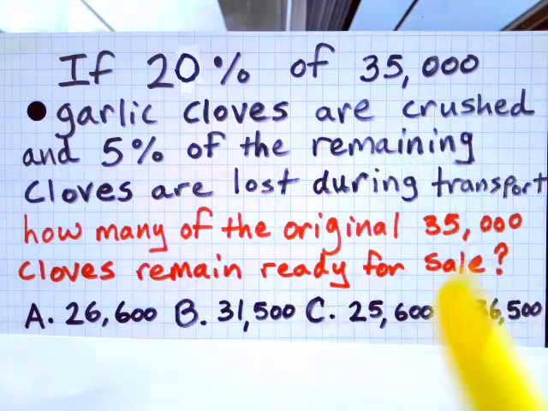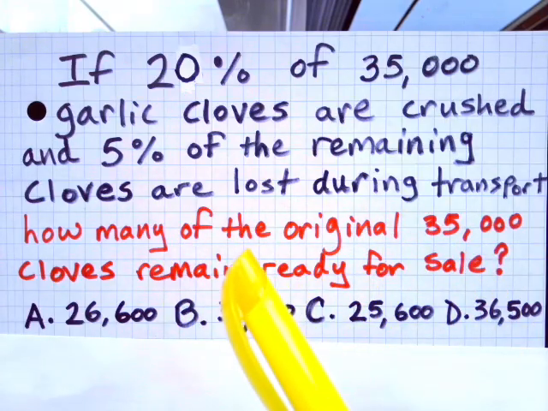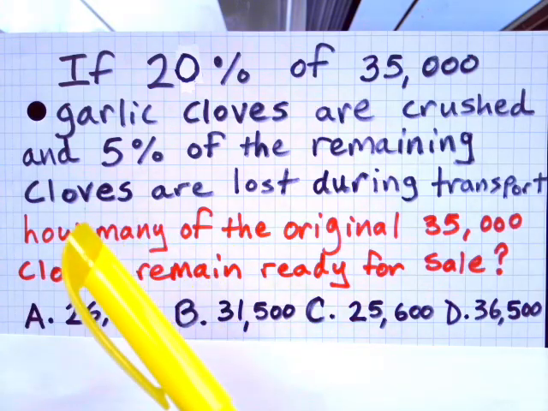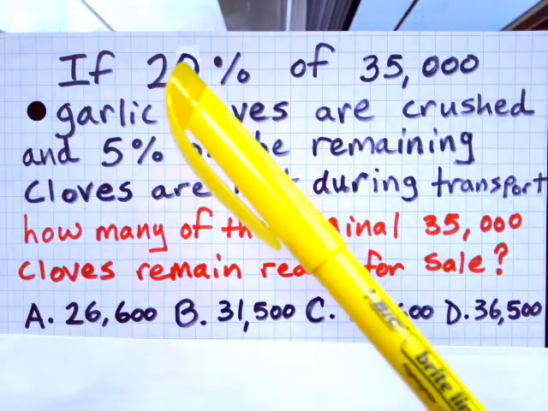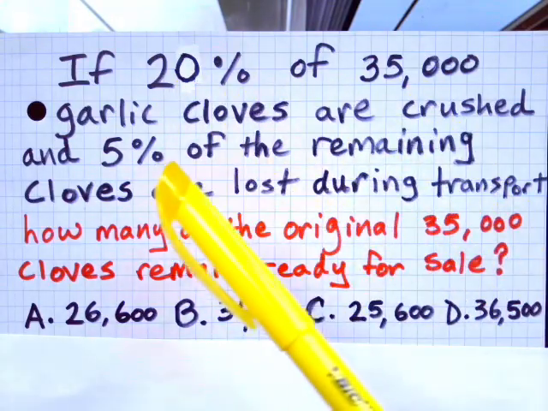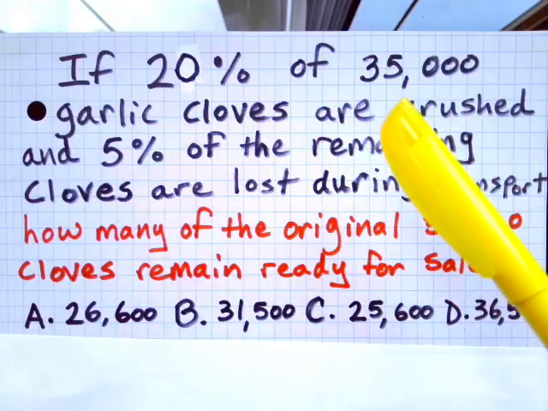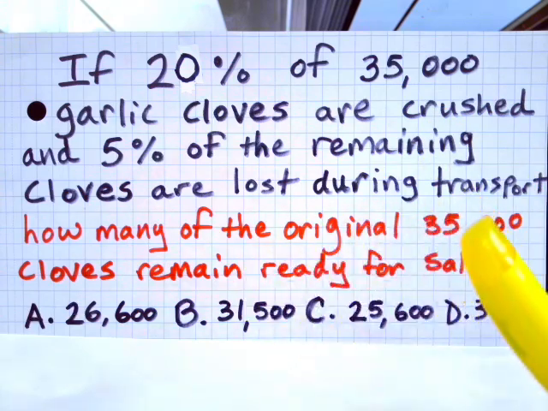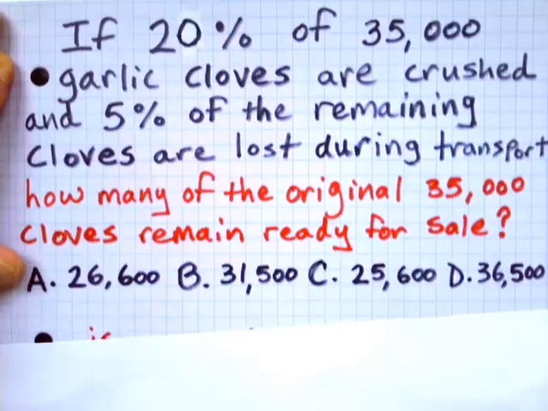All right, we'll get into that and I'll show you here in a moment. But you've got to really be able to think and navigate and prepare how to answer these types of questions, right? And again, how many cloves are lost during total transportation? We're looking at 20% of 35,000 and then another 5% of whatever was remaining garlic cloves that were not crushed. So you've got to navigate through this and pick a strategy that you'd like to use. So hey, let's just get right on into it.